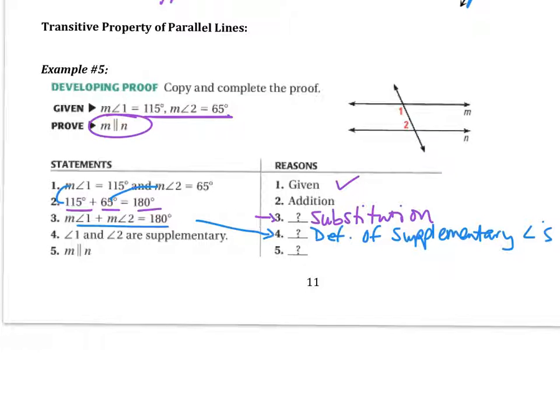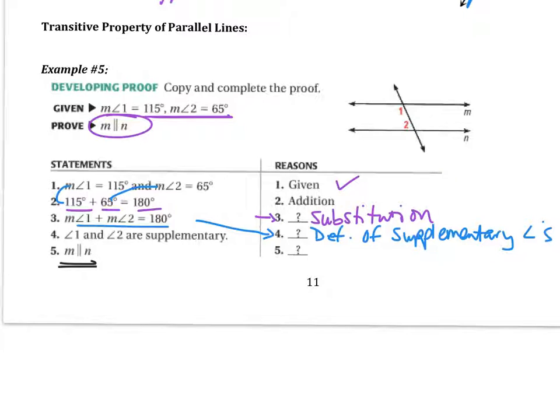Alternate interior angles. I heard alternate interior. No, consecutive, sorry, consecutive interior. What's true about consecutive interior angles? If the lines are parallel, are they congruent? No, yeah, that they are what? That they're supplementary. But remember, we're trying to prove parallel, so that's going to be our conclusion.